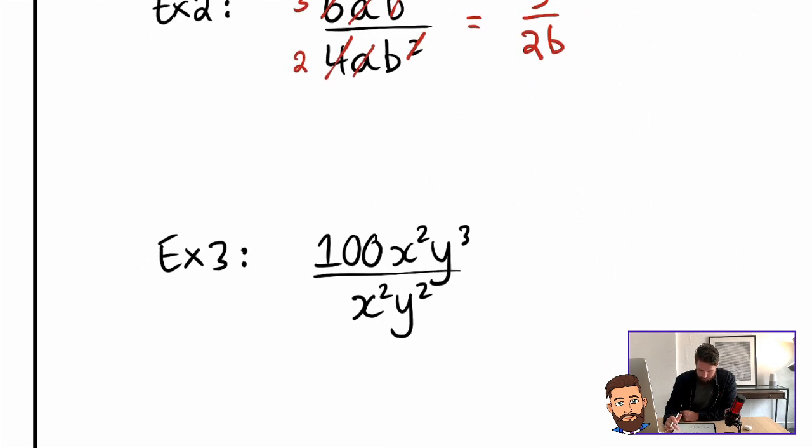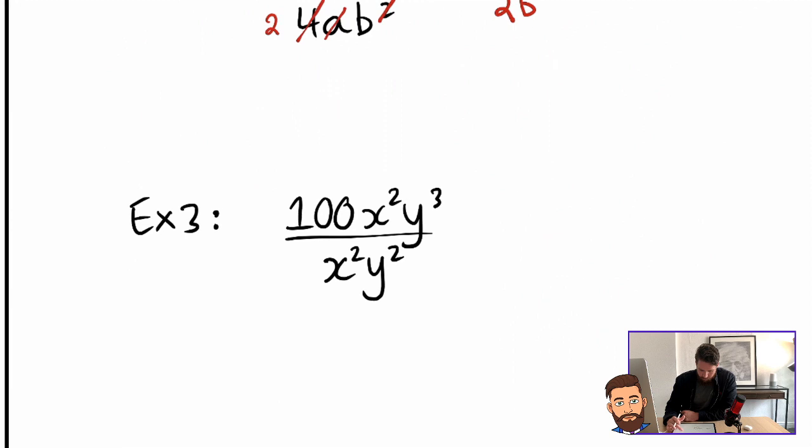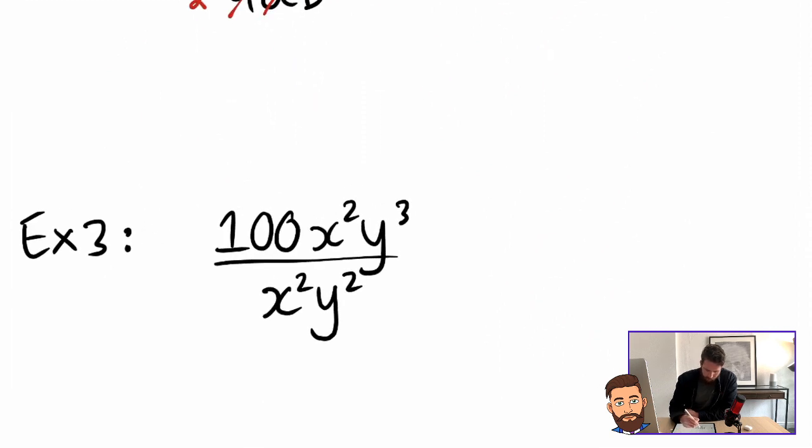Example 3. Similar story, right? I've got 100 here, but I've got no number here. Technically there's 1, but you can't really simplify 101, it just stays 100. We've got x squared and x squared. Well, they're both x squared, so we can cancel off the x squareds. And then we've got y cubed divided by y squared.